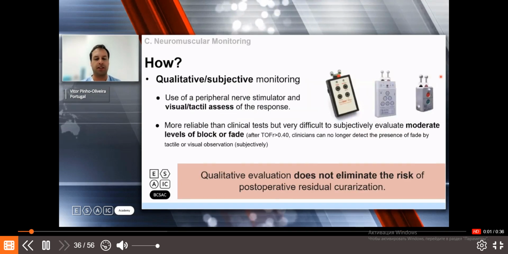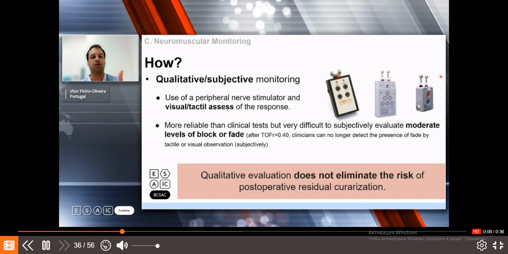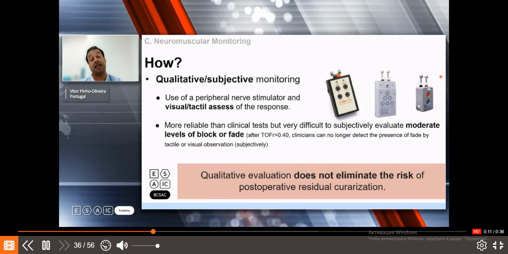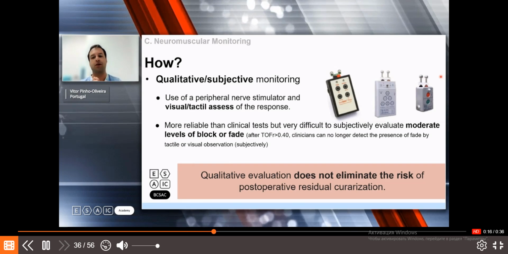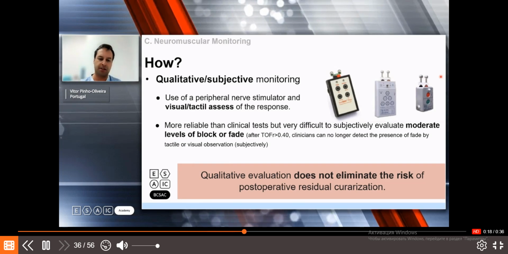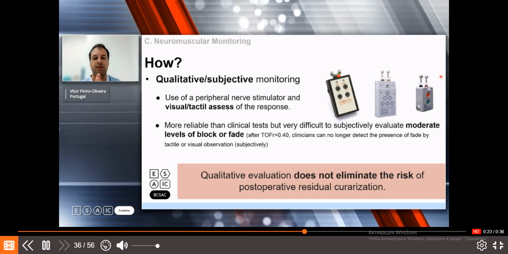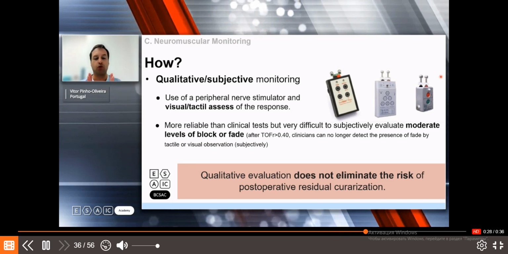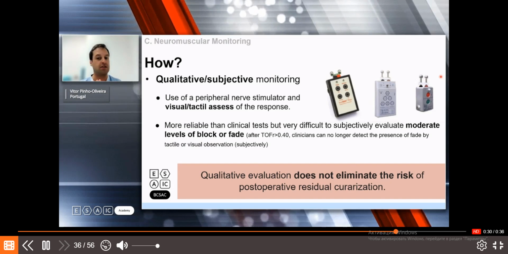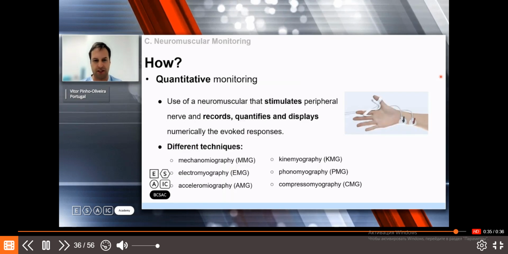The qualitative monitoring is nerve stimulation, direct stimulation of a nerve, and the visual or tactile assessment of the response. They are more reliable than the clinical tests, but it is very difficult to subjectively evaluate the difference between moderate levels of block or fade. We are not able to detect the presence of fade more than 0.4. So qualitative evaluation also does not eliminate the risk of postoperative residual paralysis or curarization.